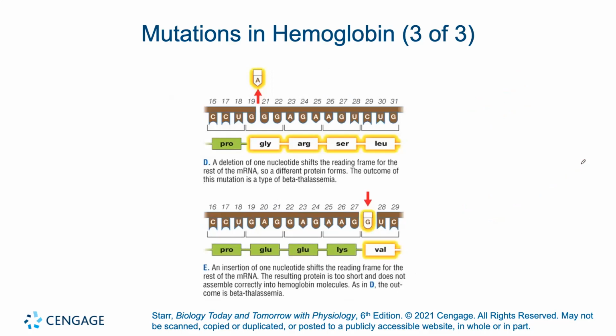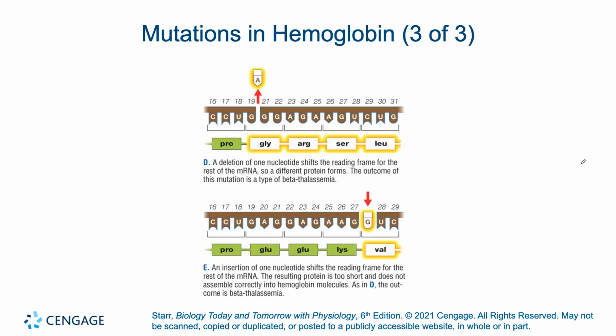Right. An insertion will add a nucleotide into the middle of a reading frame, and that can result in a shift for the rest of the message. The resulting protein may be too short and not assemble correctly. An example here is in beta thalassemia, right? We got an insertion in there, and the result is that we prematurely stop building the beta chain, and the result then is that we have defective hemoglobin, right?